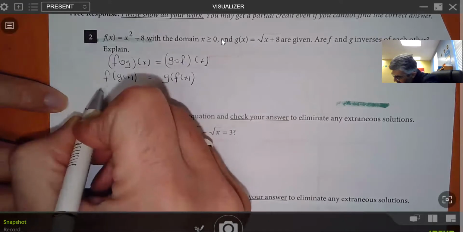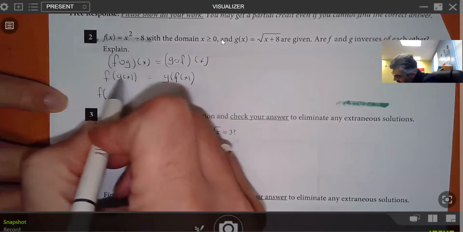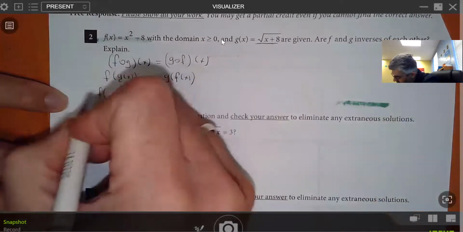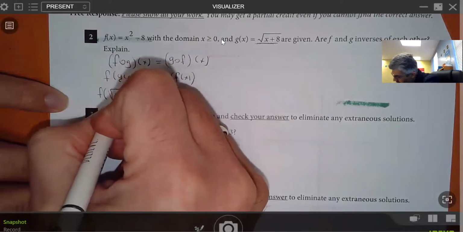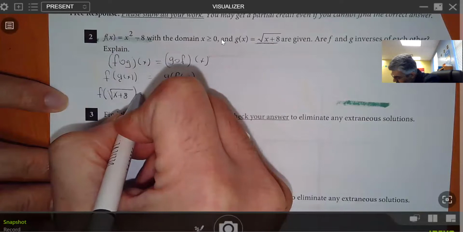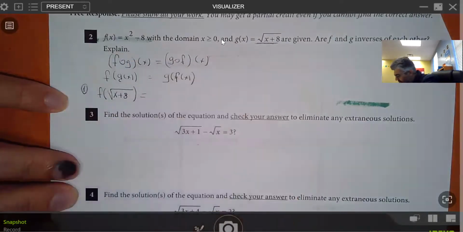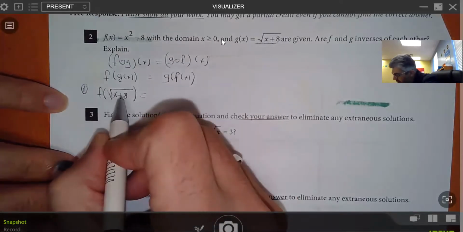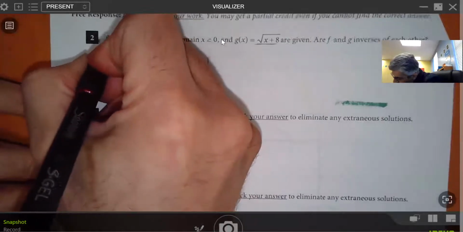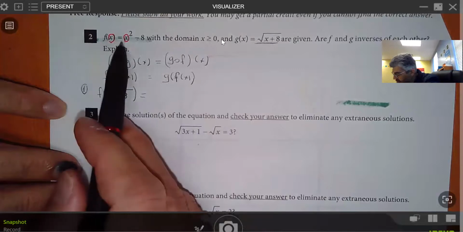And so we have f of, okay, g of x. What is g of x? It's given here. So I write it here, root x plus 8. F of root x plus 8. Okay, so let's say this is the left part. Equals f of root x plus 8. F of x is given as x squared minus 8.